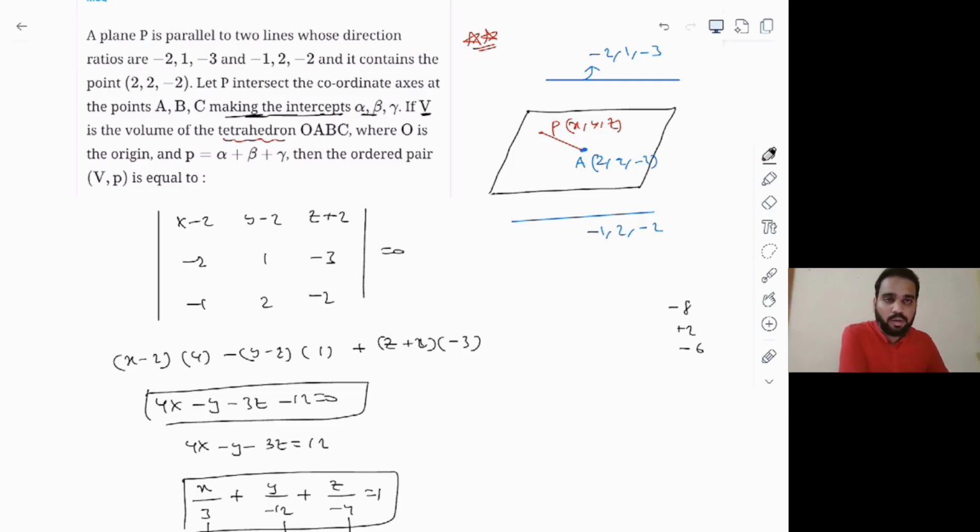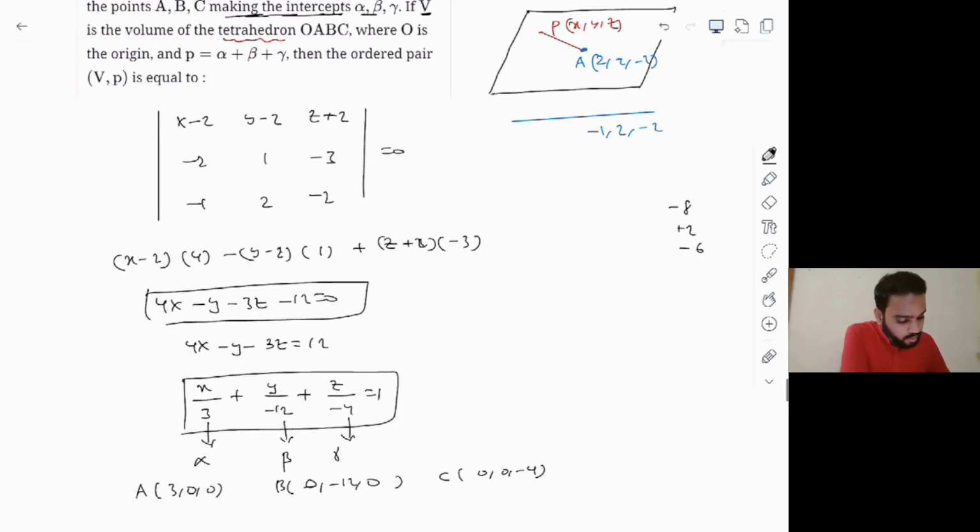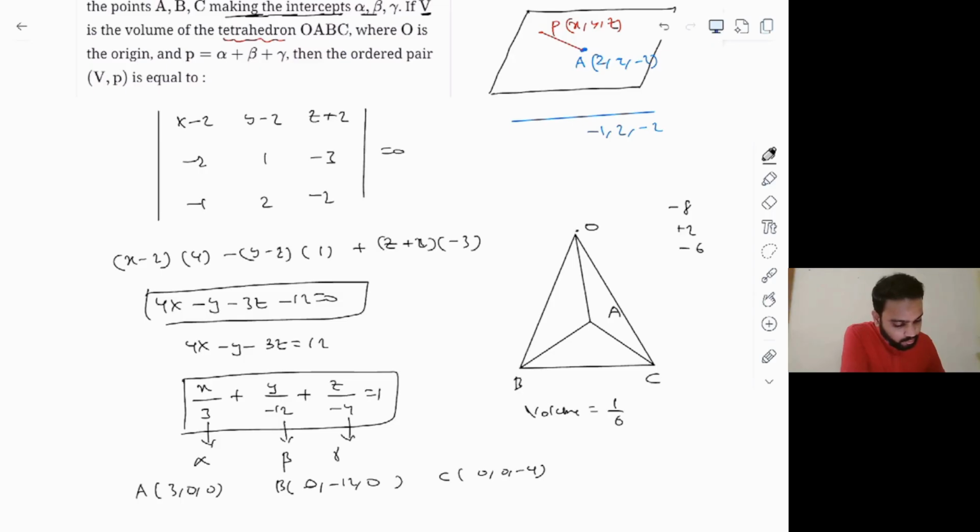Now for this you need to recall the concepts of tetrahedron from the vector chapter. So I'll tell you in brief. If you take a tetrahedron something like this, this is A, B, C, and this is point O, and this is your tetrahedron OABC. So clearly OA, OB, OC are coterminous edges here. So whenever we have three coterminous edges OA, OB, OC, what is the volume of the tetrahedron directly? Volume is equal to 1 by 6 into the box product of OA bar, OB bar, OC bar.